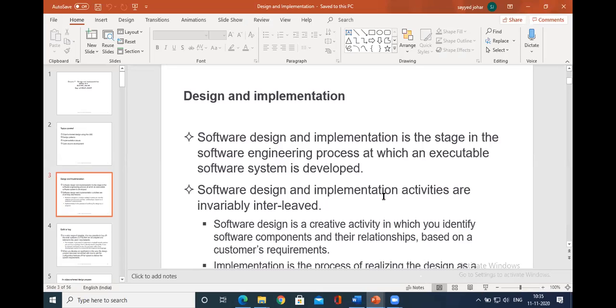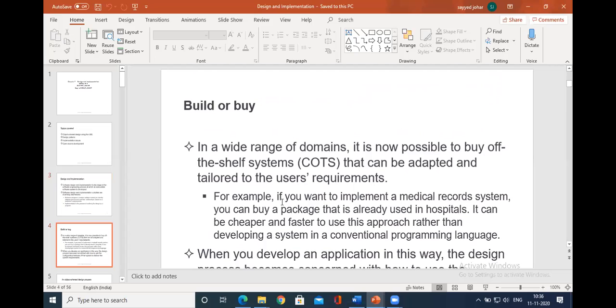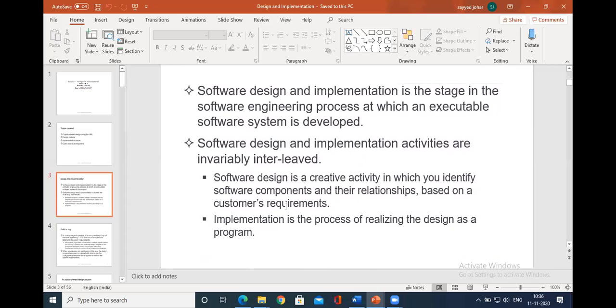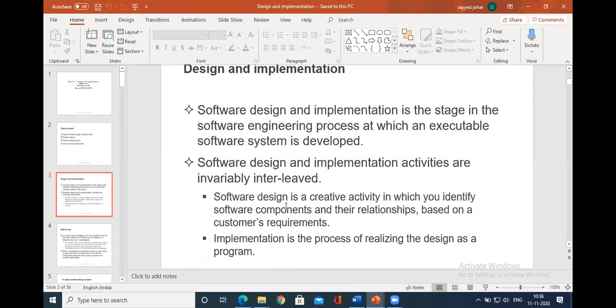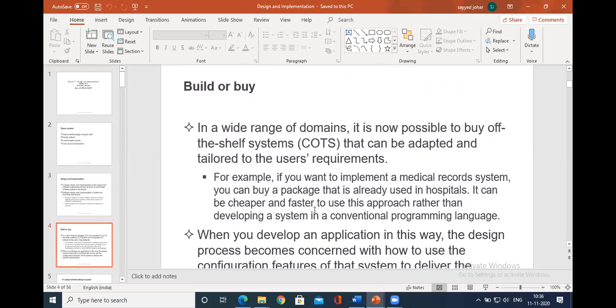So first, object-oriented design using UML. What is Unified Modeling Language? You know it. What are design patterns? You know it. Before I go to the topic object-oriented design using Unified Modeling Language, let me give some theoretical background. What is design and implementation? We have a few vocabularies that you have to understand. What is build or buy?